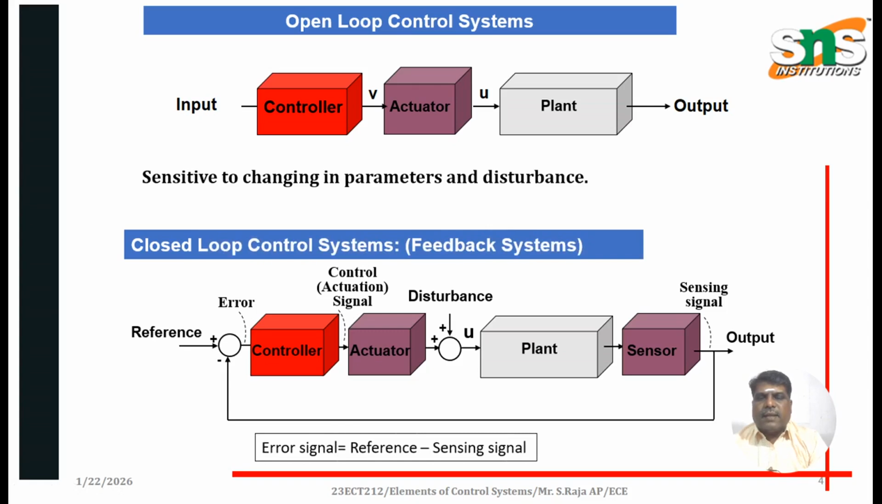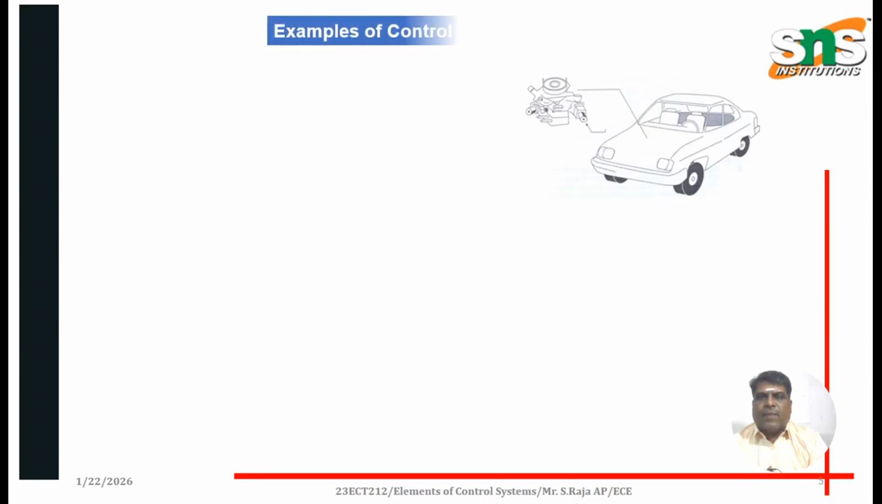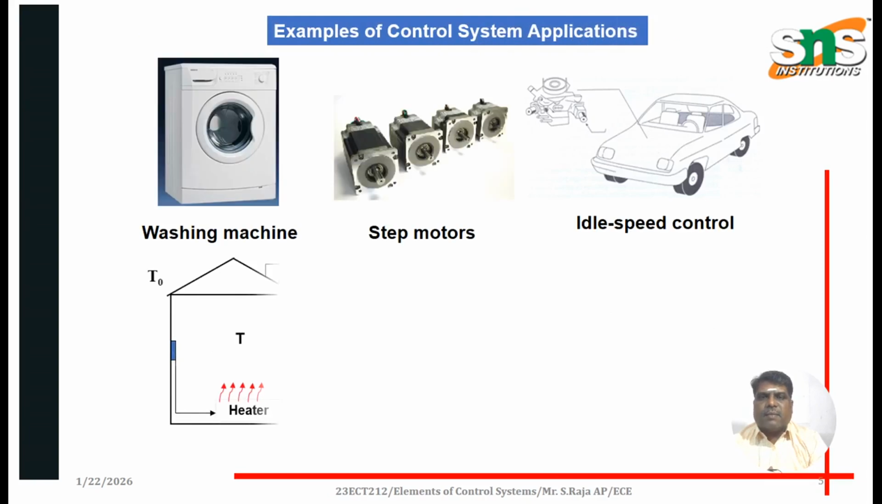So here the error signal is measured by taking the difference between the reference signal minus the sensing signal. That is a very important part. Next we can see some examples of control system applications.